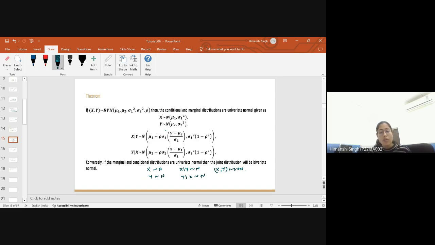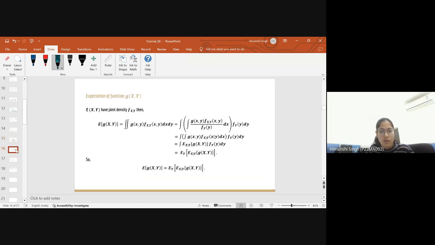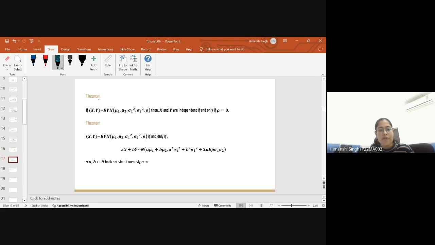Now this bivariate normal distribution is very important as it has certain qualities, which we will discuss in the next theorem. If x and y have a bivariate normal distribution with means mu 1, mu 2 and sigma 1 square, sigma 2 square, rho, then x and y are independent if and only if rho is zero, meaning the correlation is zero, meaning the covariance is zero.